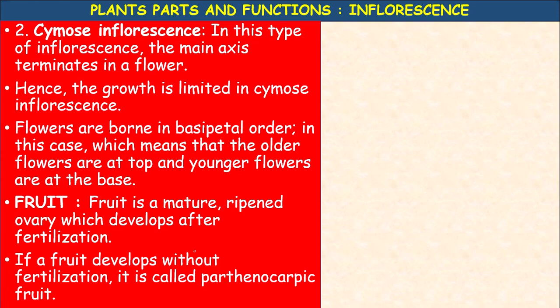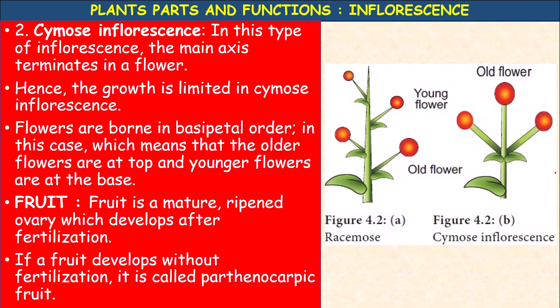Nowadays we are getting a seedless pomegranate, that is, the fruit developed without fertilization. A fruit which is developed after fertilization is a true fruit and contains seeds, whereas parthenocarpic fruits are seedless fruits.